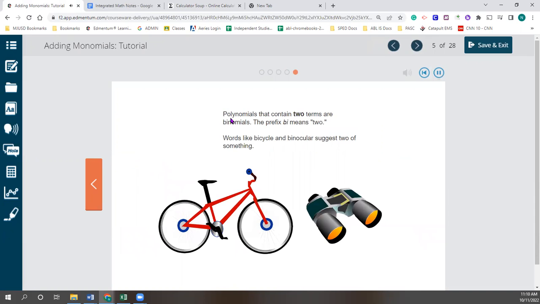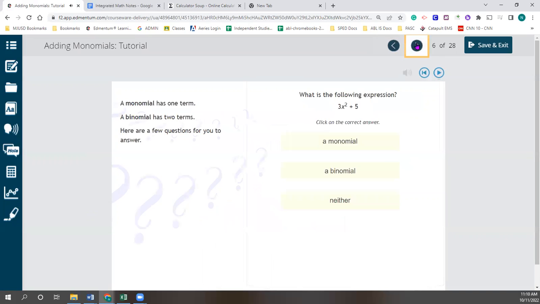Polynomials that contain two terms are binomials. The prefix bi means two. Words like bicycle and binocular suggest two of something. A monomial has one term. A binomial has two terms.